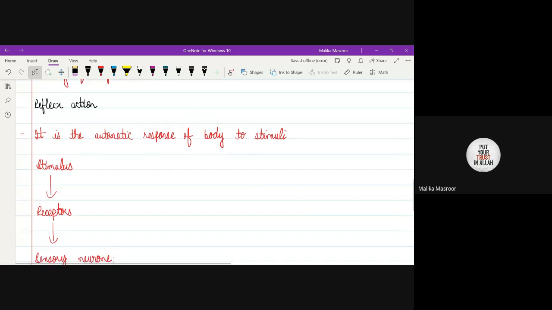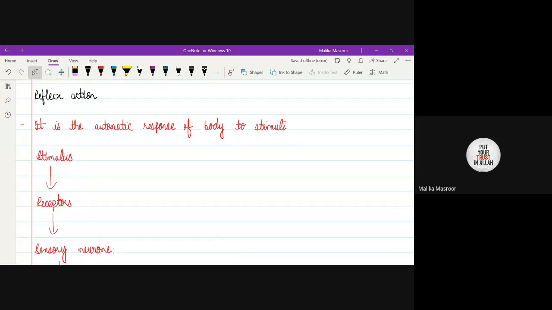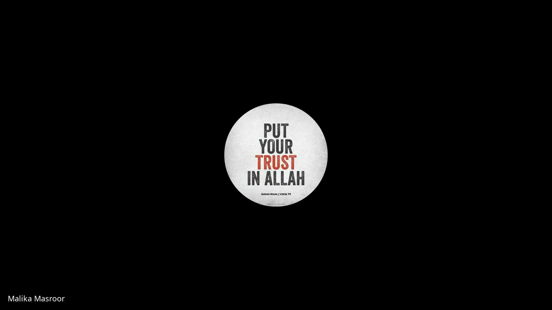Is this pathway clear? First stimulus is there. Receptors will receive the stimulus. They will pass it to sensory neuron. Sensory neuron will pass it to relay neuron, and then from relay neuron to motor neuron. Let me copy a diagram of sensory, relay and motor neurons so that I can show it to you, to see how this impulse passes.